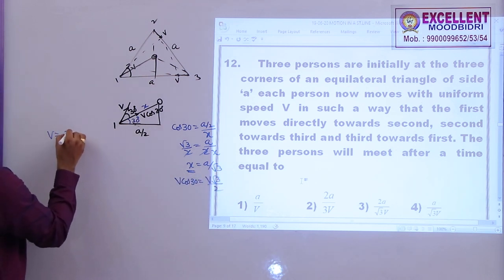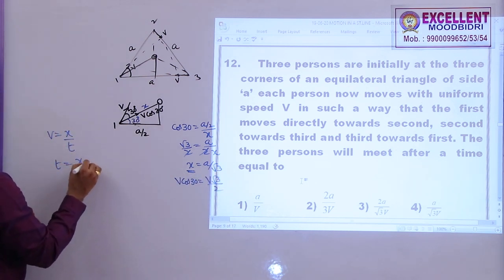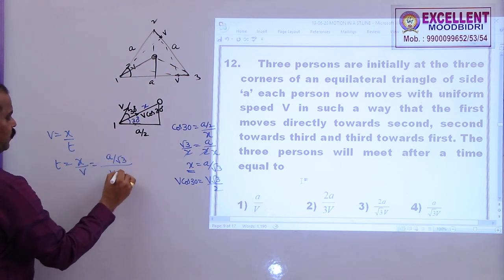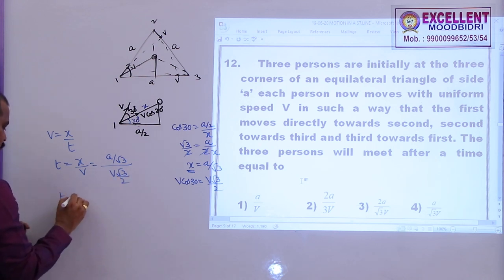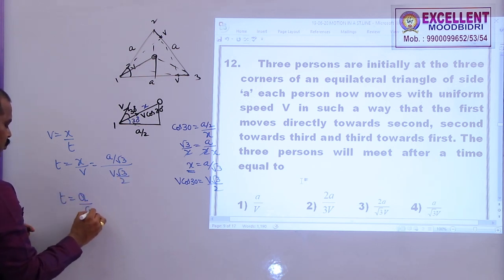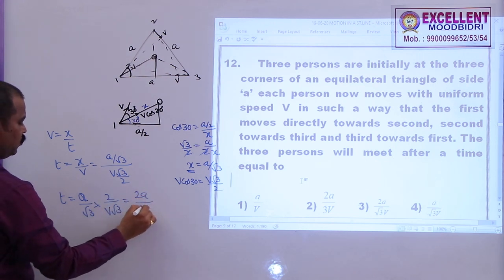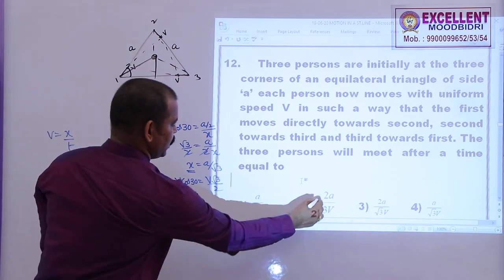Now velocity is equal to displacement by time, so time is equal to displacement by velocity. Displacement is a by root 3, velocity is v root 3 by 2. So time is a by root 3 into 2 by v root 3. So the answer is 2a by 3v. Here it is given as the second option.